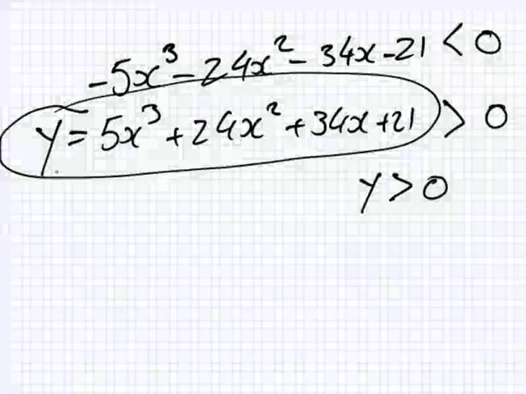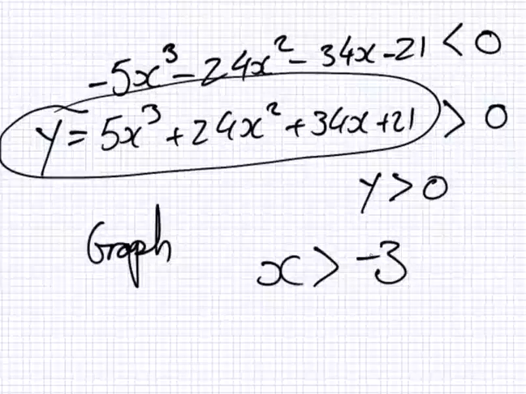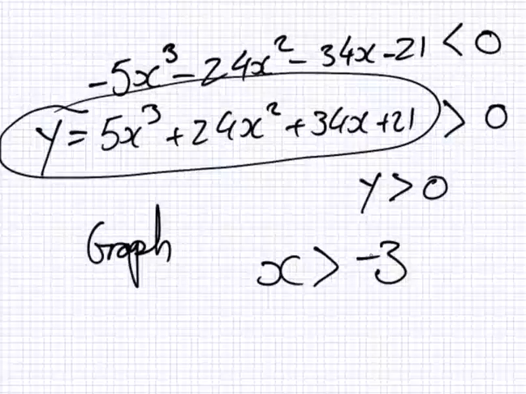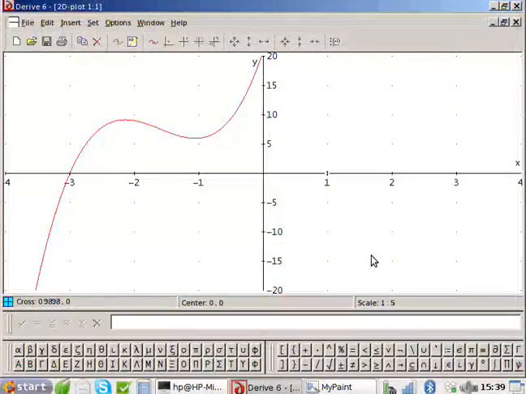And I'll show you a nice one. 16x cubed plus 56x squared plus 49x. Let's draw that. There you go. So that's what it looks like then.